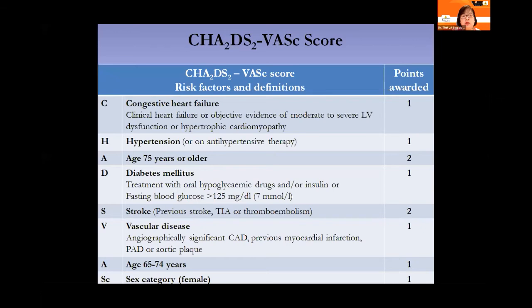If the patient has previous stroke, TIA, or thromboembolism, there will be 2 points for the score. And if the patient has vascular disease like coronary artery disease, previous myocardial infarction, peripheral arterial disease, or aortic plaque, the score will be added. And if the patient is within the age of 65 to 74 years, there will be 1 point. And if the patient is female, the patient will have 1 point. But female category is not a risk factor, but is a risk modifier in the CHA2DS2-VASc score.